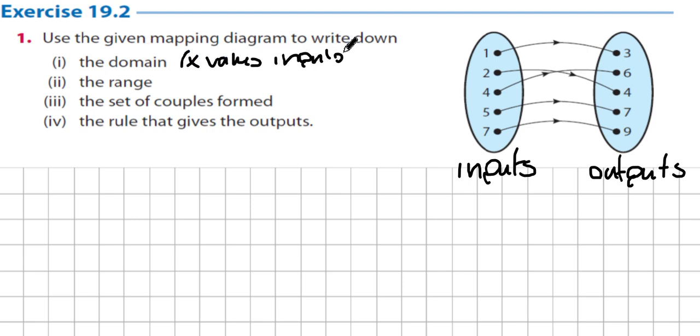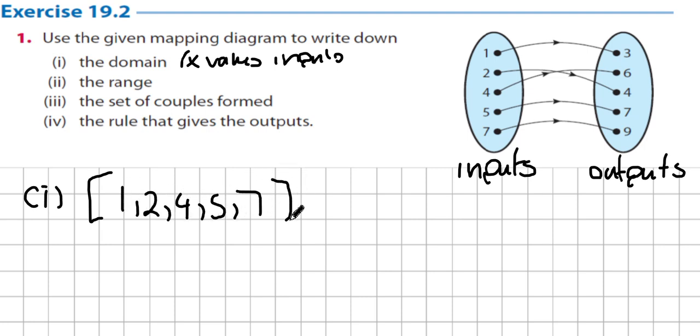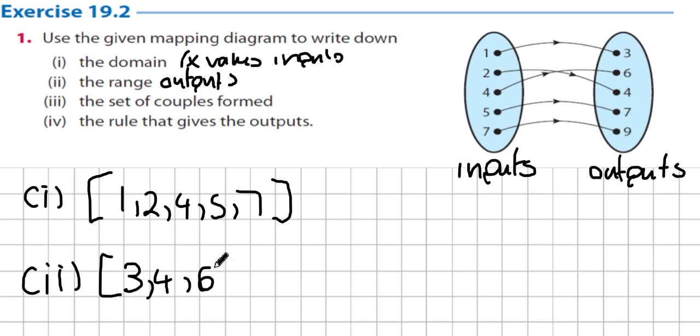So what do you write down for the answer of number 1? Write down all the inputs. So what are they? 1, 2, 4, 5, and 7. Range is your set of outputs. So what outputs do I write down? I'll write it in order. So 3, 4, 6, 7, and 9. Any order you want, really.